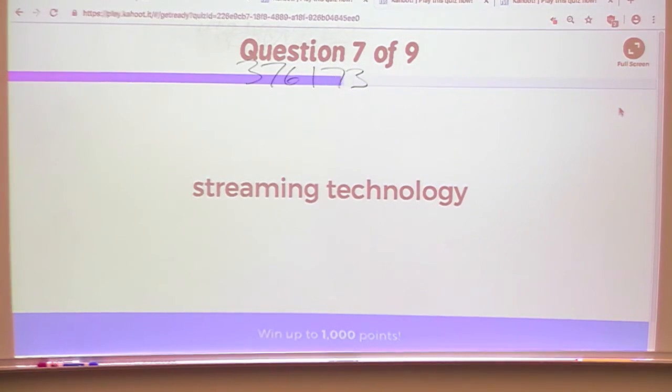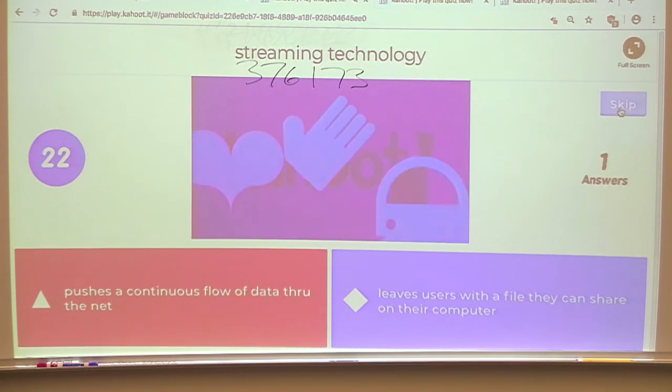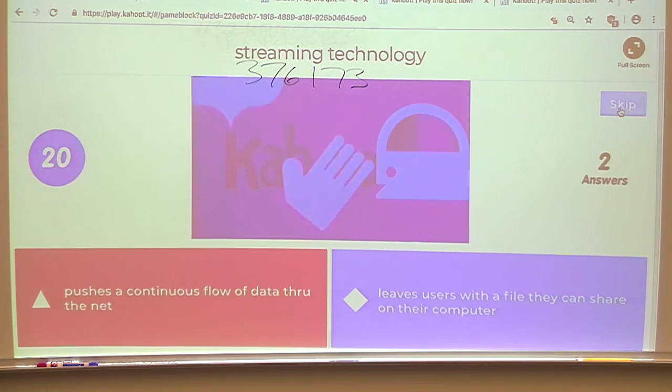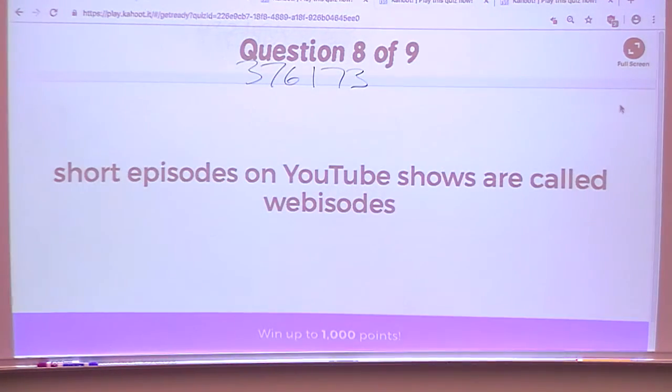Streaming technology is or does what? Let's see what it says. Streaming technology pushes a continuous flow of data through the net, or streaming technology leaves the user with a file they can share on their computer. Which one describes streaming like YouTube? Correct. Okay, so streaming like YouTube, you have to be connected to the internet in order to play back your content. Okay, and we continue on.